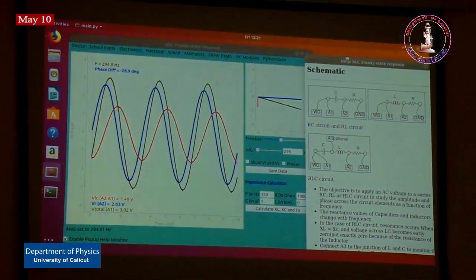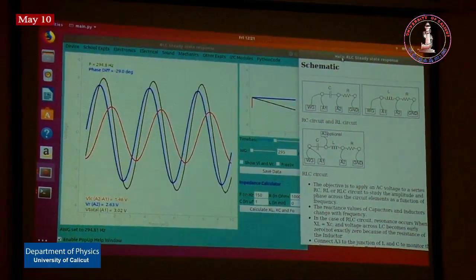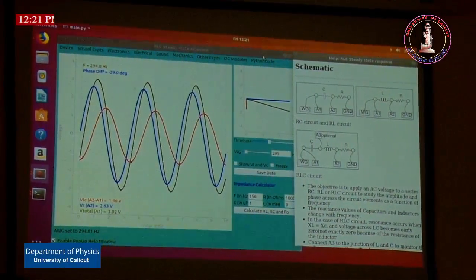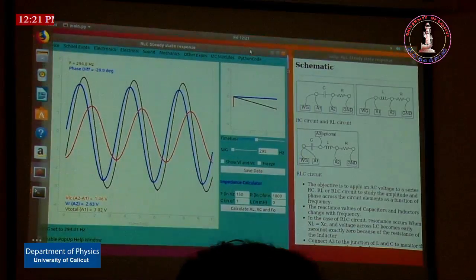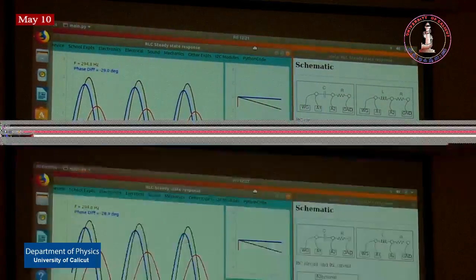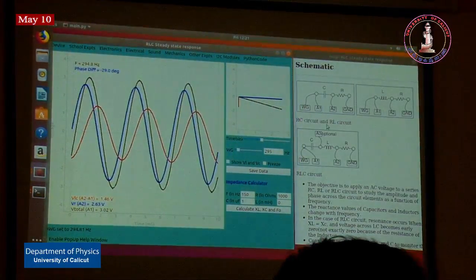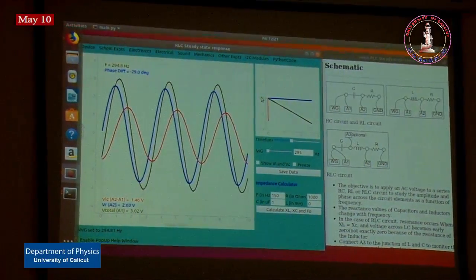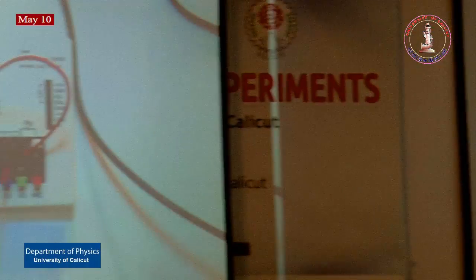So all of you did this circuit? What we are trying now is, earlier we tried the transient response. That means you have an LCR circuit, you give a sudden step and see what happens. Now you are giving a sinusoid and see how, first, the RC circuit behaves.